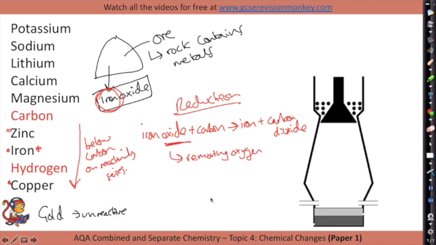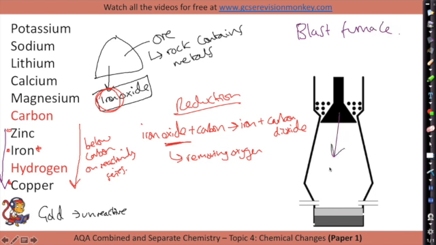If you were to do this with magnesium oxide, nothing would happen because the carbon is not reactive enough to take away that oxygen. So this only happens for metals that are less reactive than carbon. So for example here, you might see in the exam them talk about a blast furnace where they may do this kind of reduction reaction.